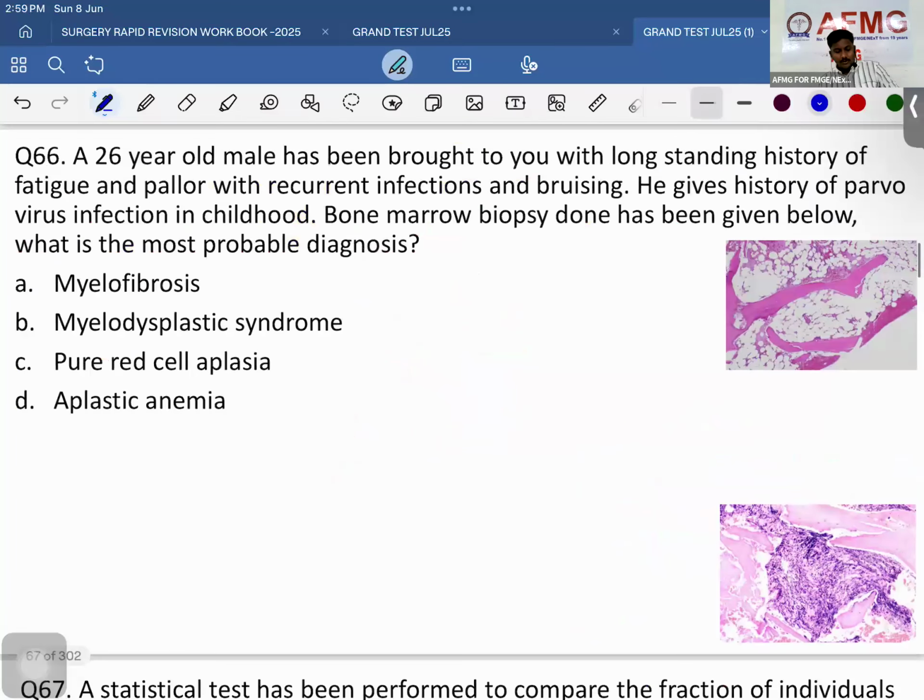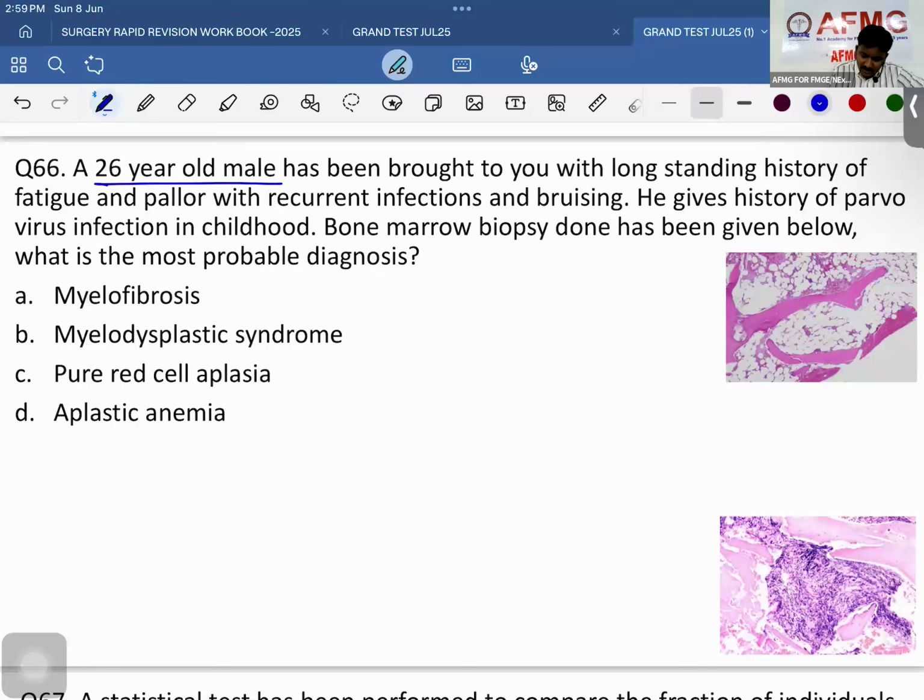Clear? Question number 66: here we have a 26-year-old male who has been brought to you with a long-standing history of fatigue along with pallor, with recurrent infections and bruising also. He gives a history of parvovirus infection in childhood. A bone marrow biopsy has been done and is given below. What is the most probable diagnosis?